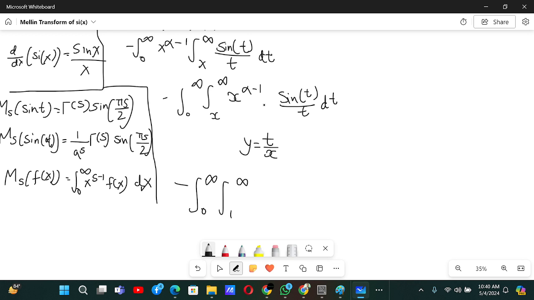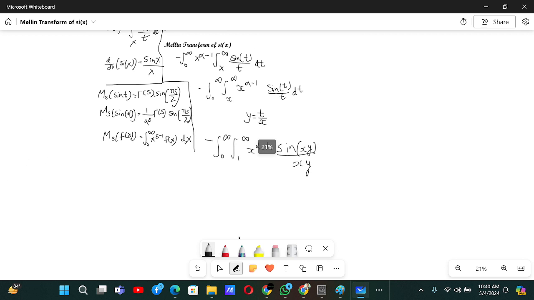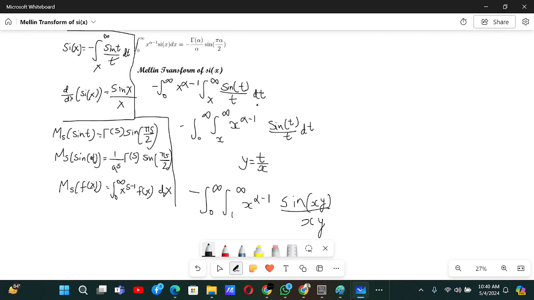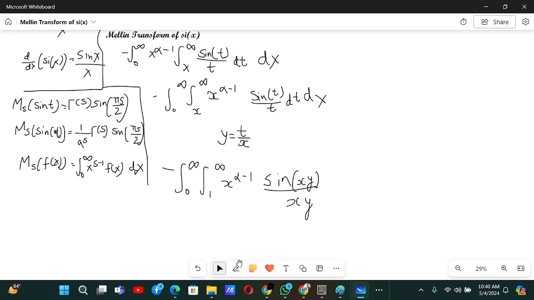Since we have x to the power alpha minus 1, let's not change the x, let it be as it is. Basically we are changing in the world of t, so x is just a constant right now. X to the power alpha minus 1, and now sine of t is sine of xy, and t is xy. I've also forgotten a dx over here, because at last there should also be a dx. Here also dt equals x times dy.